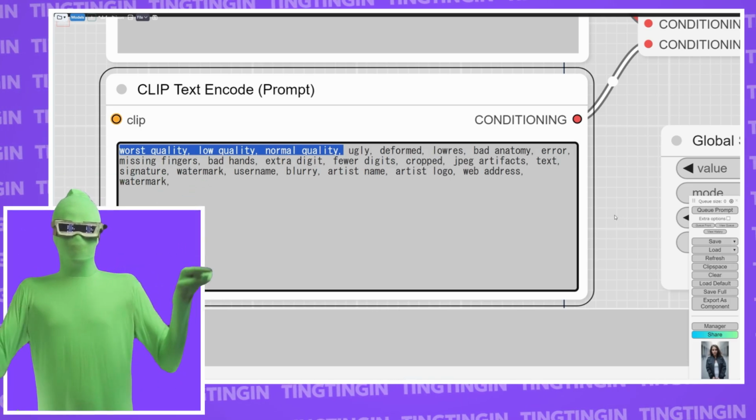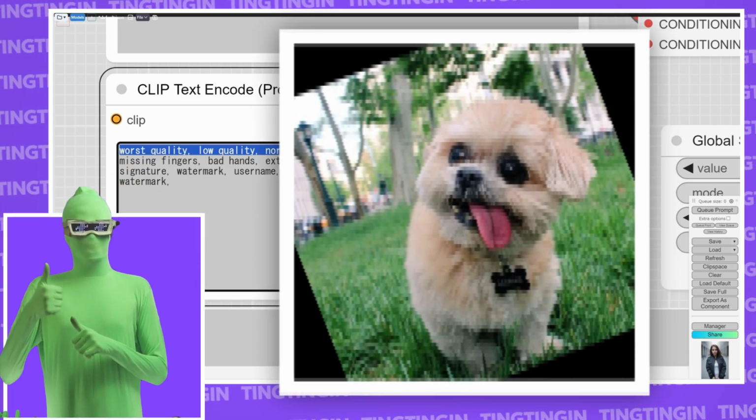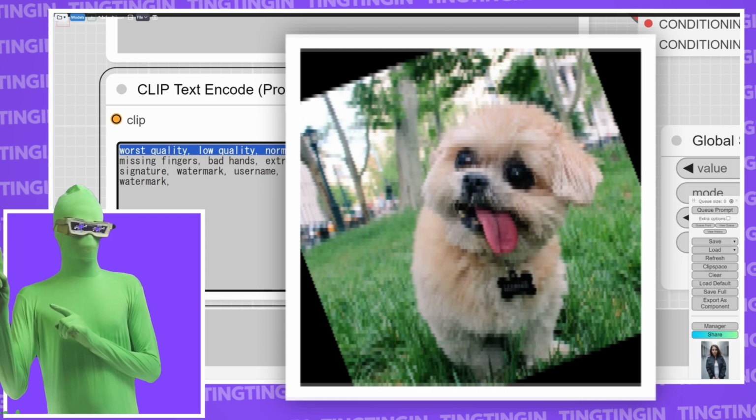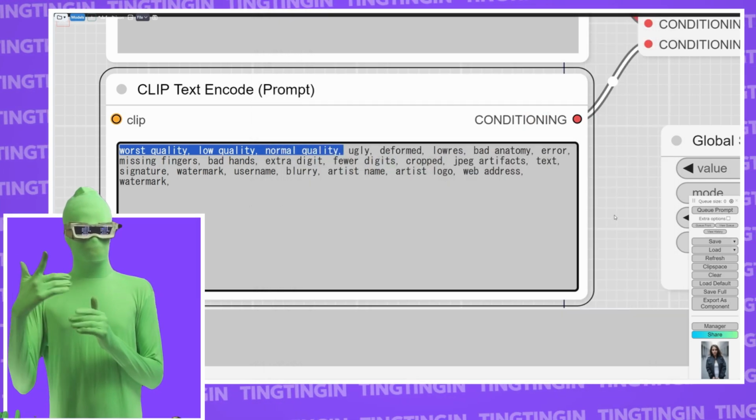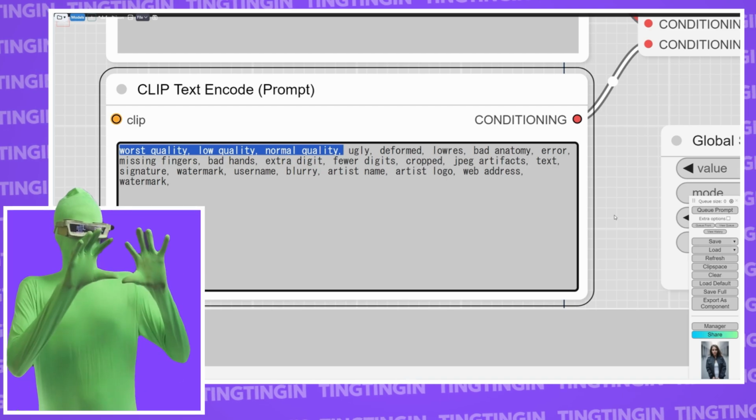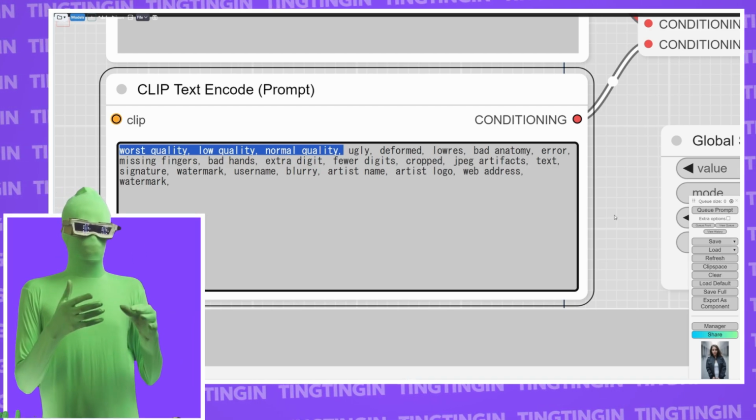Effectively, if I showed you this, what would you say it is? Would you say it's a dog? Would you say it's a worse quality dog? Would you say it's a normal quality dog? You probably wouldn't say any of those things. You'd say it's a dog, it's a cat. These are the sorts of things. You have to think of the words that are used to describe the images.